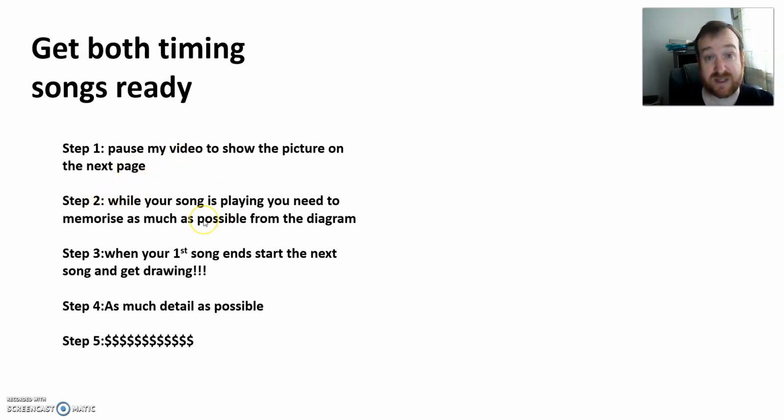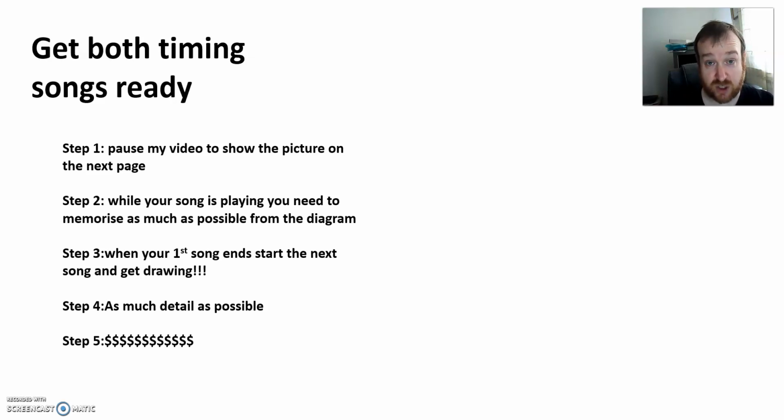Then when that song finishes, you need to minimize my video, turn it away because you're trying to remember, and then in the length of your next song, you need to draw that diagram. And then finally, you need to sit back, look at how amazing your diagram is, and be very pleased. So hopefully you've got those two songs ready, and you've got that pen and paper ready.